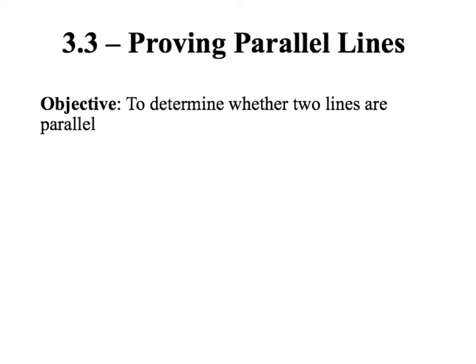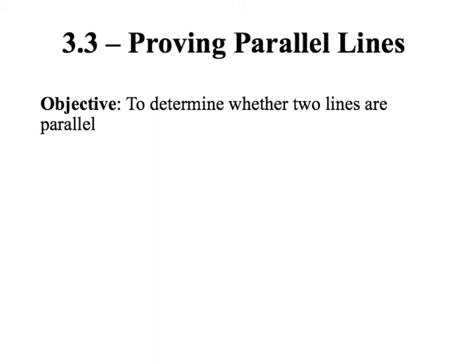Hello, hello. Today this video is going to be short and sweet because it's going to take the knowledge we already know and work backwards. So right now we know if two lines are parallel, then alternate interior, alternate exterior, and corresponding angles are congruent, and we also know that same side interior angles would be supplementary, or add up to 180.